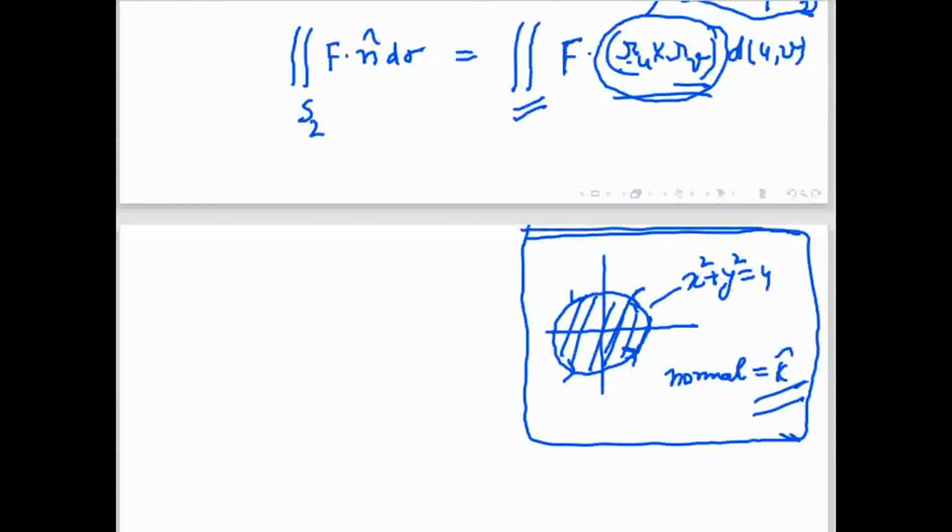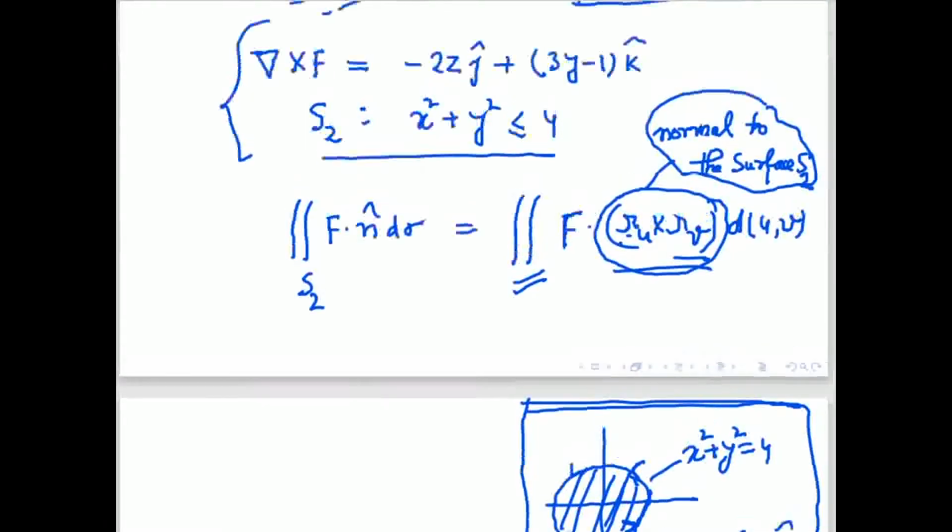So now the same thing I will do by parameterization, and then I will summarize whatever we did here. So what is the parameterization of this surface S2? Can anyone give me the parameterization of this surface?